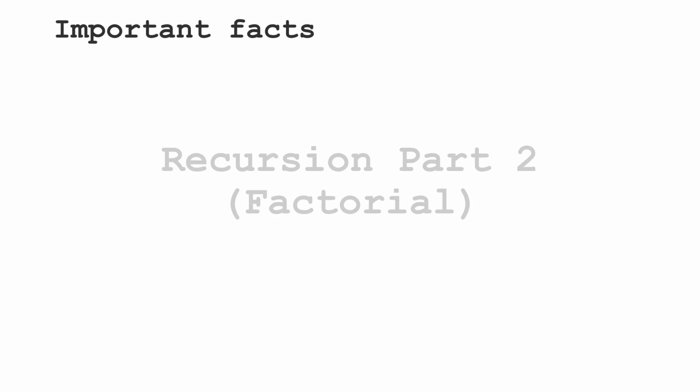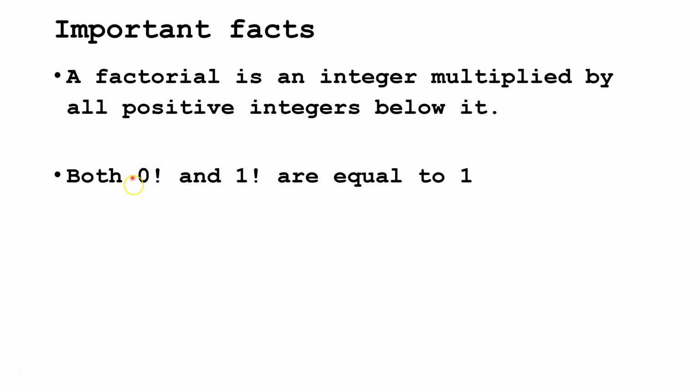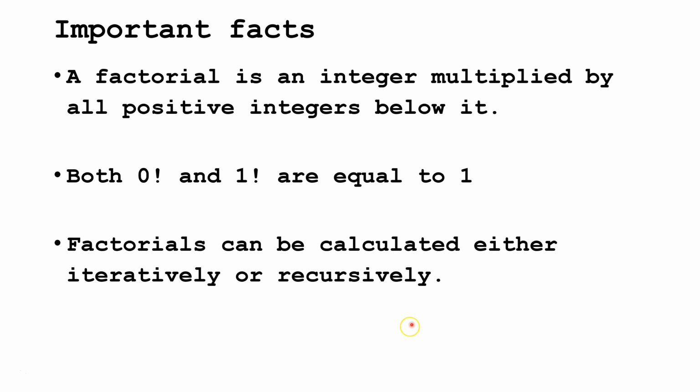In part 2 of our lesson on recursion in Java, we're going to look at how to solve a factorial recursively and then how to trace out that algorithm. First, some information on factorials. A factorial is an integer multiplied by all positive integers below it. Both 0 factorial and 1 factorial are equal to 1. Factorials can be calculated either iteratively or recursively. In this case, we're going to study how to do it recursively.